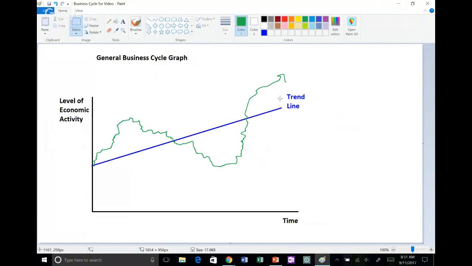But first, I want to talk about this blue line here called the trend line. The trend line is not the actual path of economic activity. The green jaggedy path you see there is the actual path of economic activity. The trend line is like a direction vector. It shows the general direction in which the economy is heading. And whichever economy this is representing, it's obviously got a positive slope trend line, which means the economy is growing over time. However, it does not grow in a linear fashion.